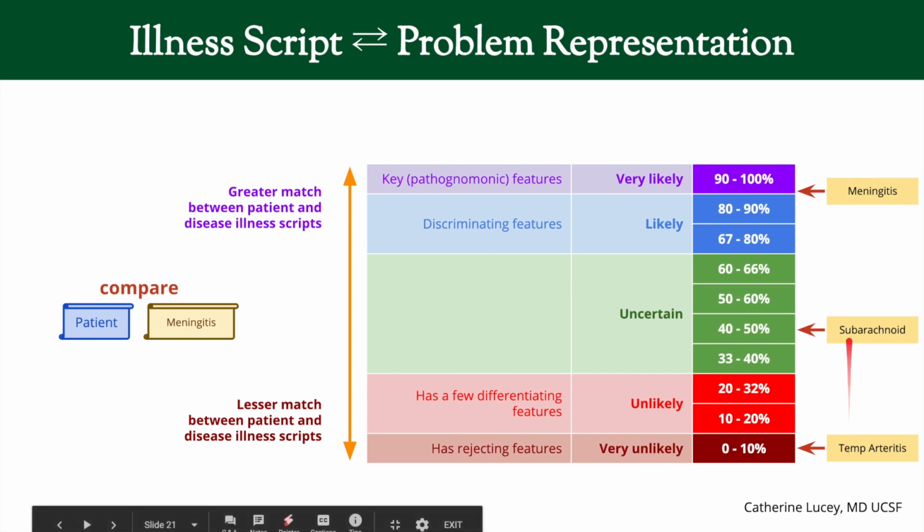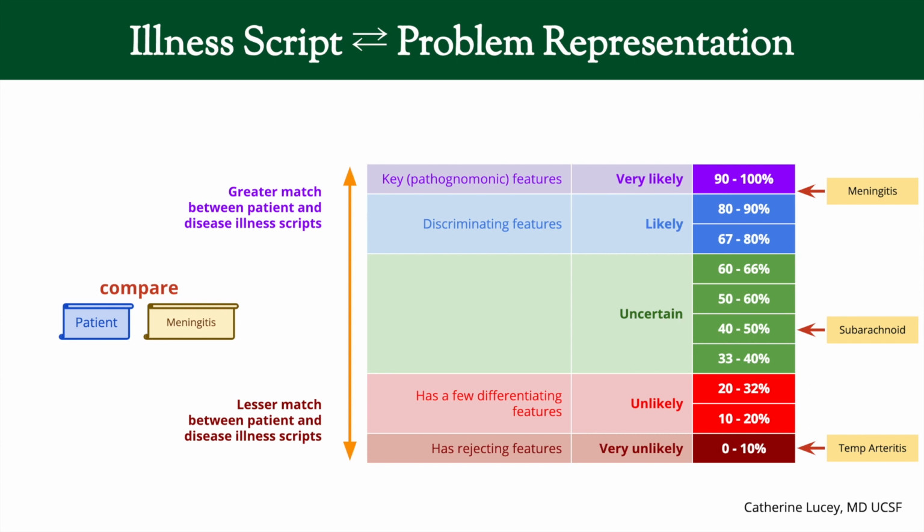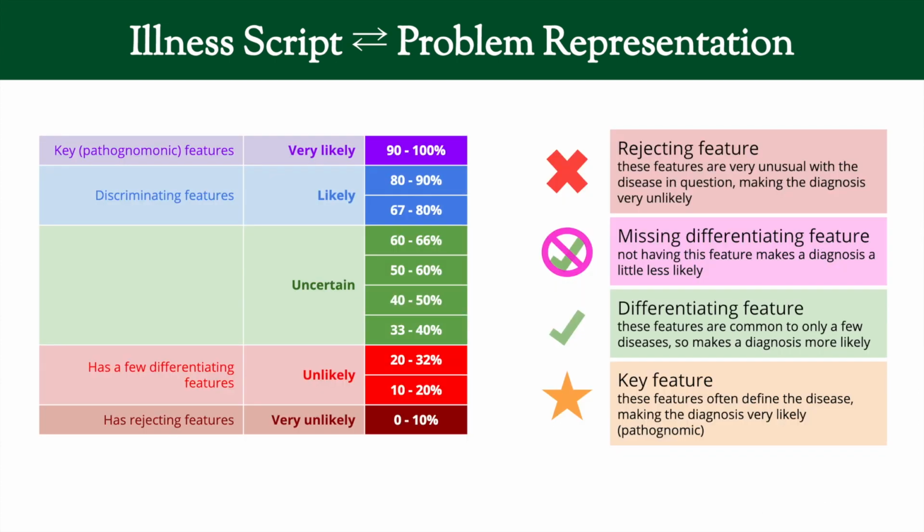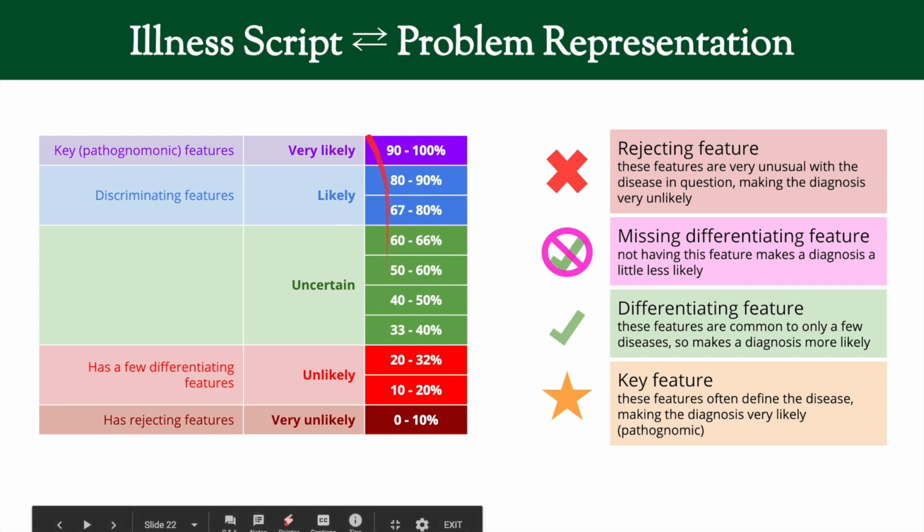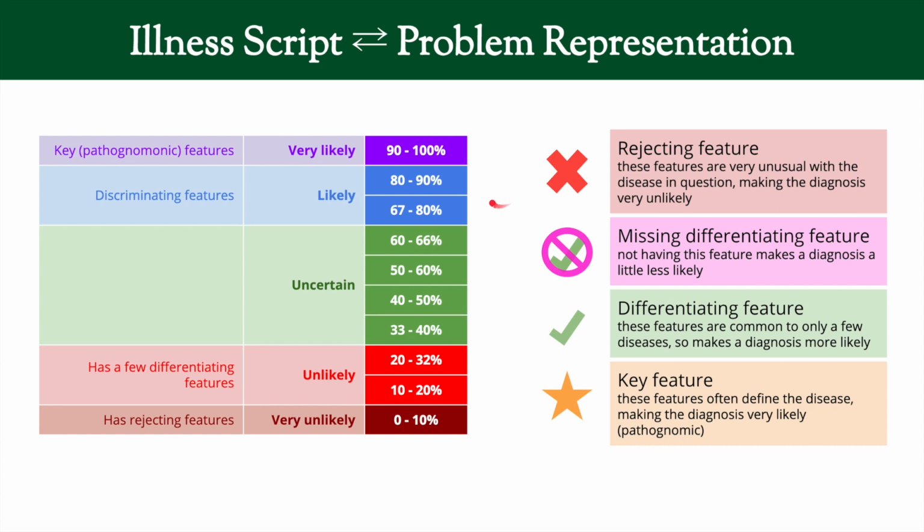And so that's how we would estimate our pretest probability, by matching an illness script to the problem representation for our patient. And we're going to break that probability space into a couple different zones. And this is just an estimate, right? You don't have to say 42%. You could say, it's in my uncertain zone. I think it's somewhere between 30 and 60, 70%.